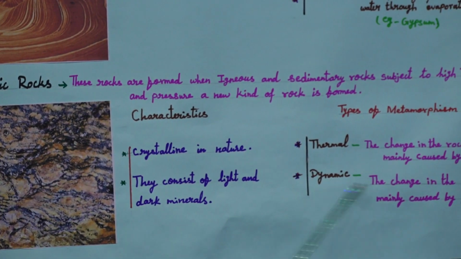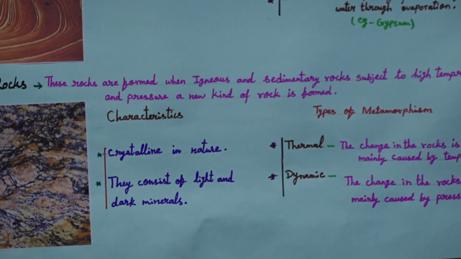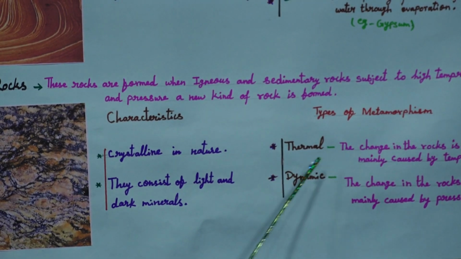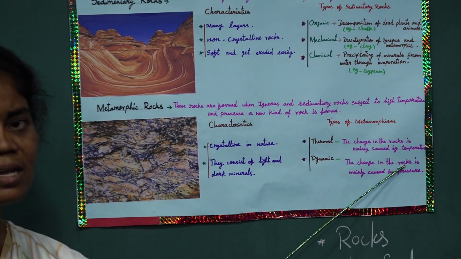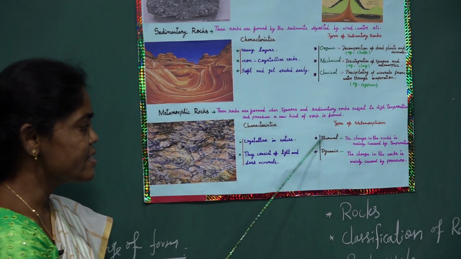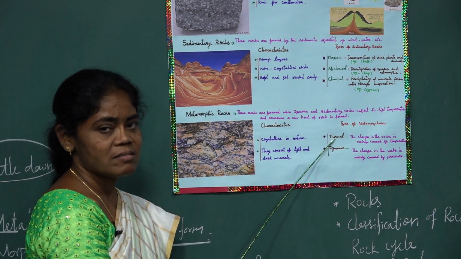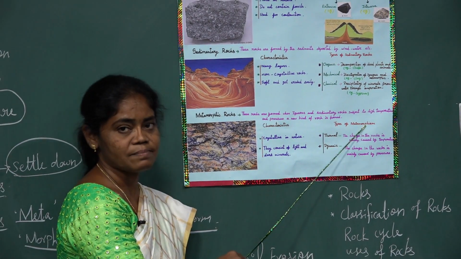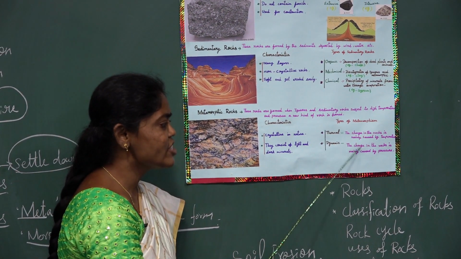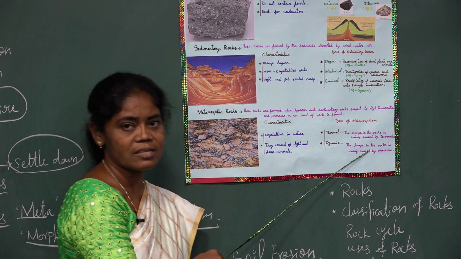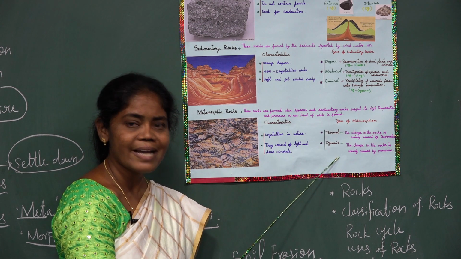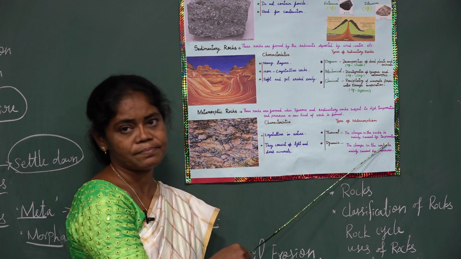Dynamic is nothing but high pressure. See, thermal metamorphism: if the change in the rocks is mainly caused by high temperature, that is called thermal metamorphism. If the change in the rocks is mainly caused by high pressure, that is said to be dynamic metamorphism.